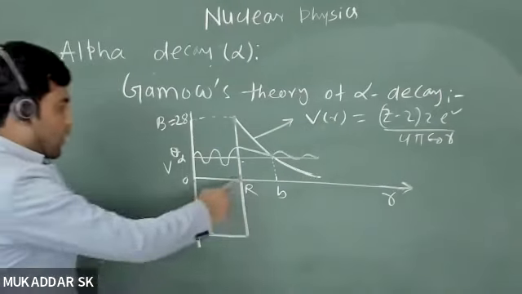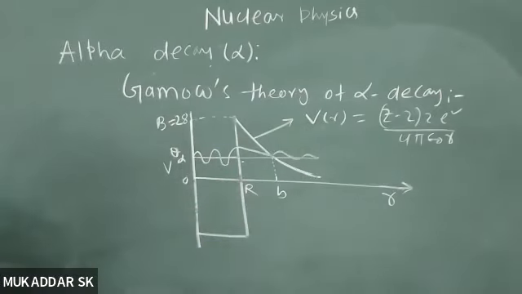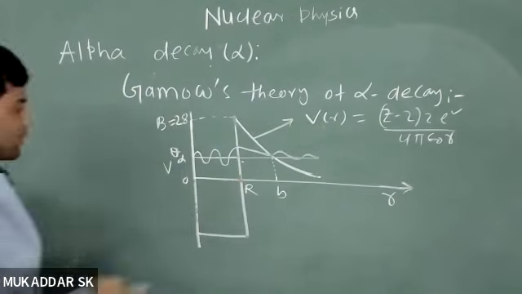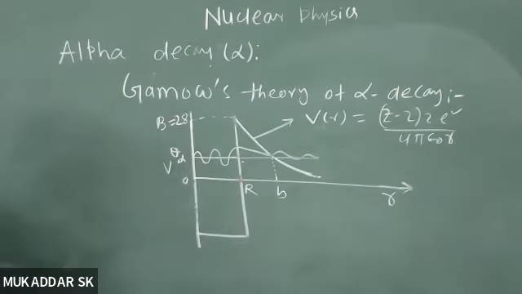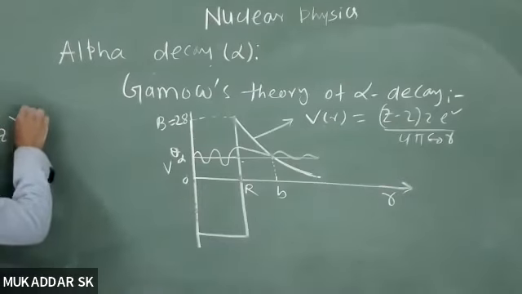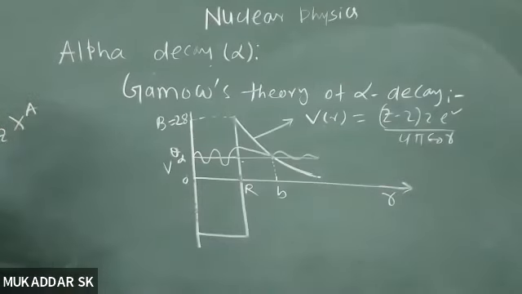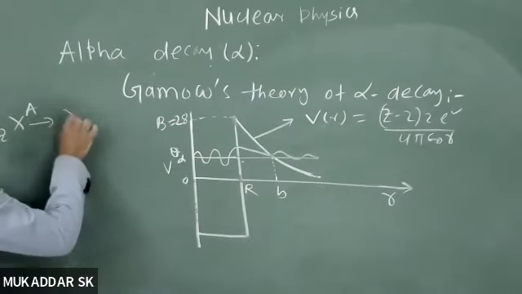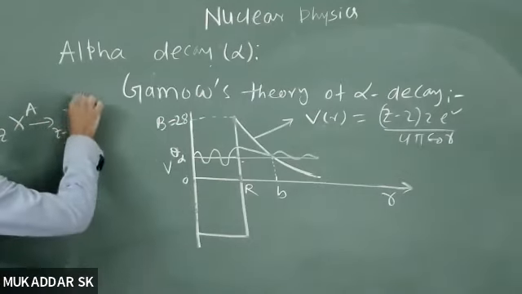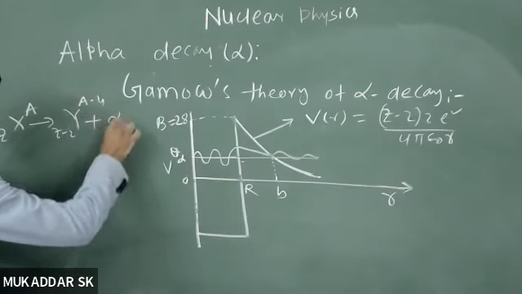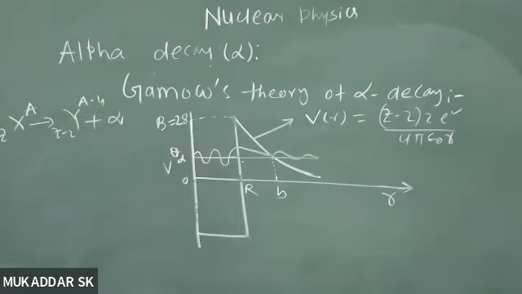Now I'll define what R is. There are a lot of things you should understand here. First of all, you see what is R. If I ask you what R is here, is it the radius of the nucleus? No, R is not like this. I'll tell you the length of the potential barrier. You have this kind of scenario: X with Z and M decaying to Y with Z minus 2 and M minus 4, and then you'll have an alpha particle.